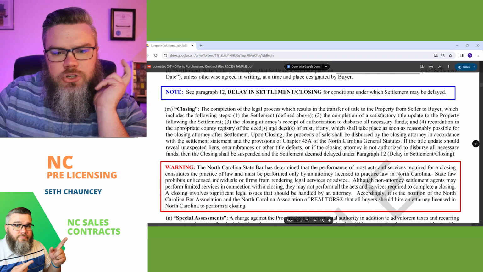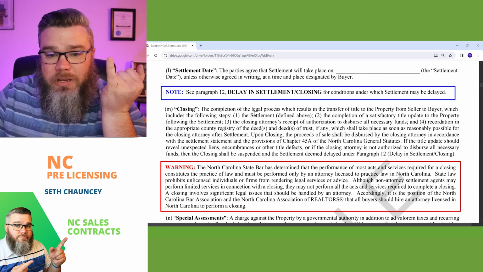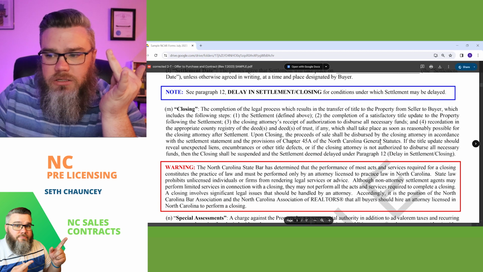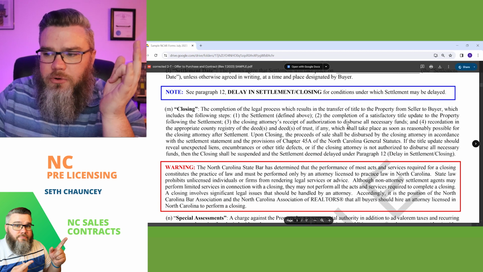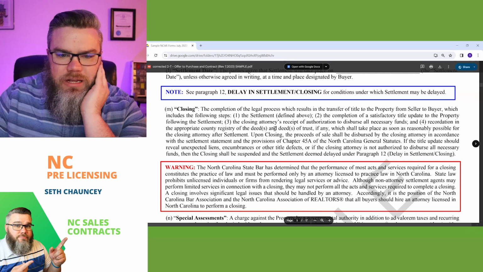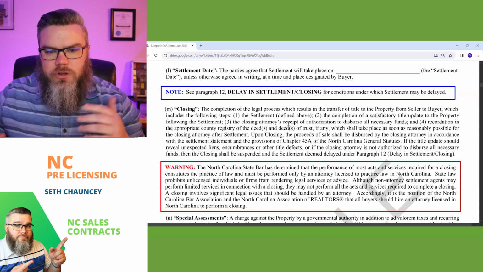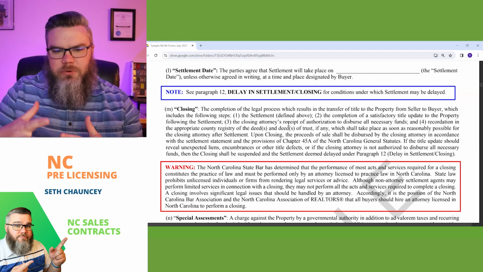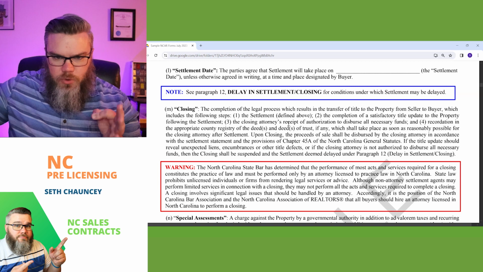So closing, just a quick little rundown of steps. Settlement, which is the meeting as defined above. The completion of a satisfactory title update. The closing attorney's receipt of authorization to disperse the funds, and recordation in the appropriate county register of deeds of deeds of trust, if any. So recording the new deed and deed of trust. We talked a little bit about deeds of trust and specific liens, but of course we will talk more in financing very shortly.